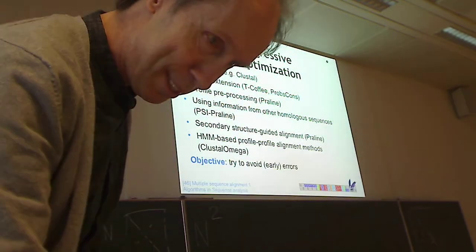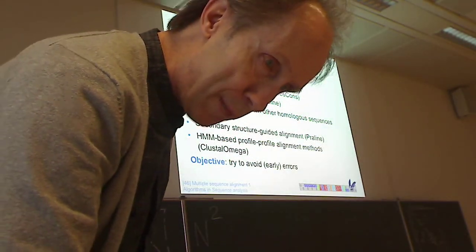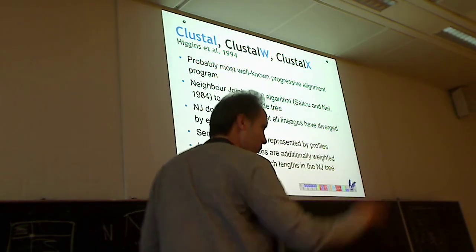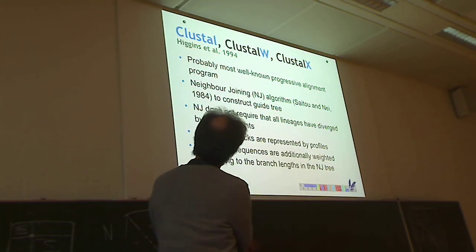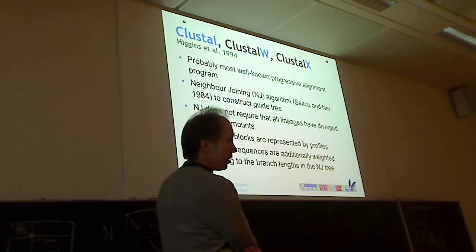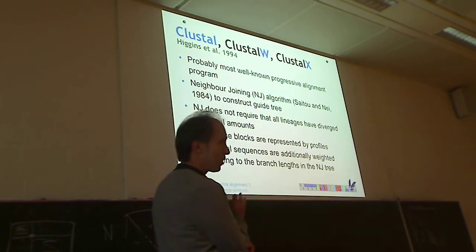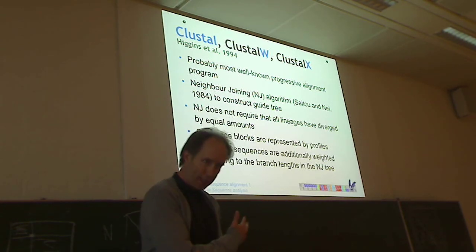So, an early program, with a widely cited paper, cited something like 60,000 times, is called Clustal W. So the winner now, and there was Clustal X, and now there's Clustal Omega, according to Des Higgins, the creator of this series of programs.